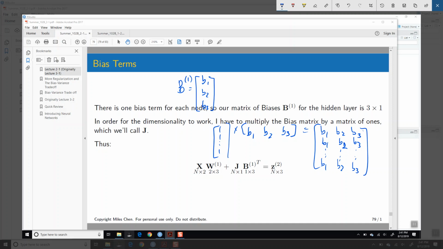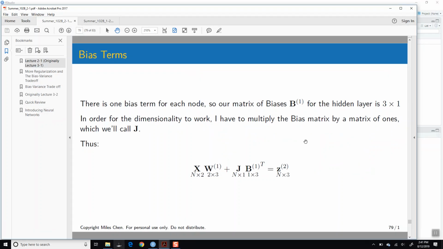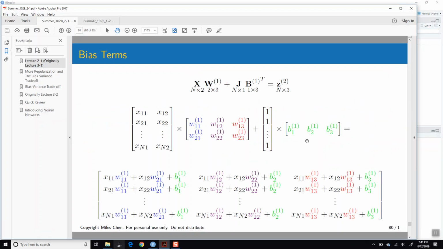Now that I've written this on the screen, I think I actually typed this up. Okay. Yeah, exactly. So we do this, okay? So here's our B1, B2, B3. And then we multiply them out, and then they all combine. And so this ends up being n by 3.